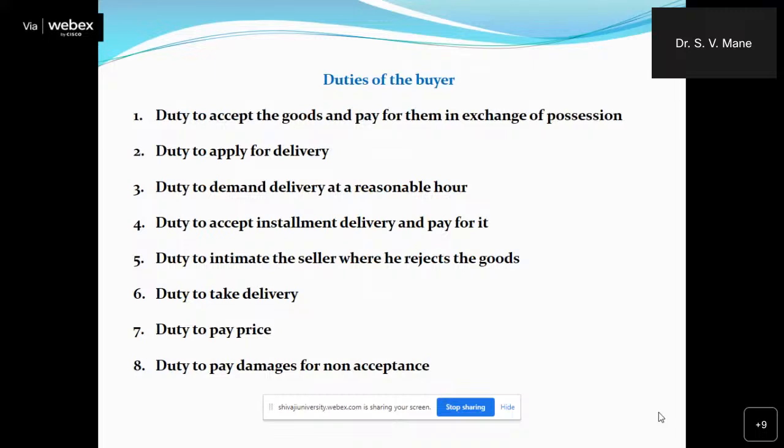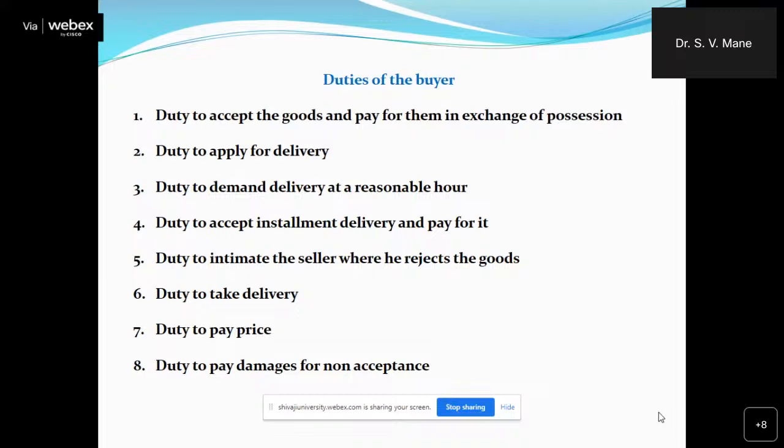So first one is a duty to accept the goods and pay for them in exchange of the possession. It is a duty of the buyer to accept the goods as per the contract and pay according to the terms of the contract of sales. The buyer must be ready and willing to pay the price in exchange for the possession of the goods. So this is one of the duties mandated by the Sales of Goods Act to the buyer. Then second one is a duty to apply for delivery.